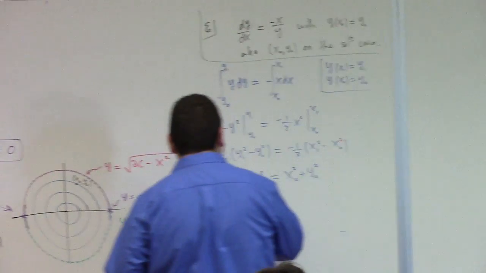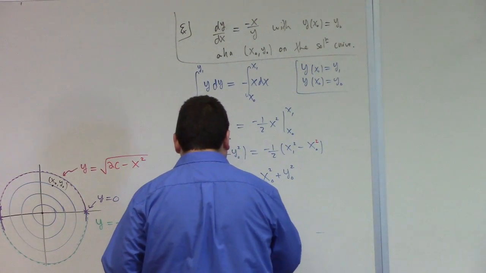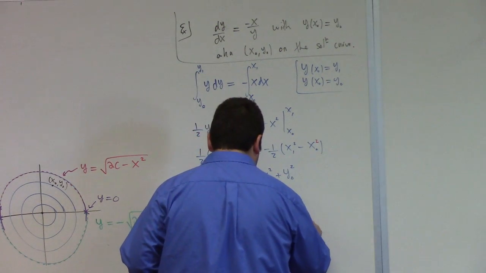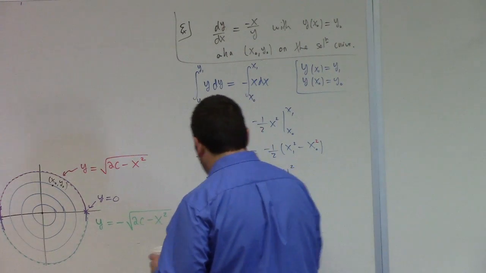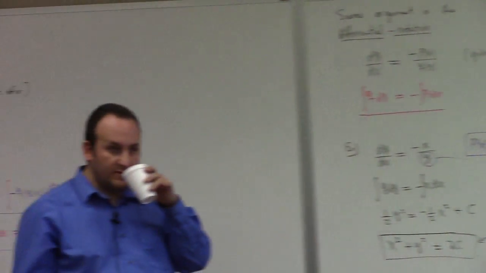See, but this x1 and y1, it's just an arbitrary point on the solution, right? So we might as well just call it x and y to unclutter this and to capture the general solution, right? So we just say, okay, set x1 equal to x and set y1 equal to y. And that gives us x squared plus y squared is equal to x naught squared plus y naught squared. And that, of course, is the solution to that differential equation, which goes through the point x naught, y naught. So you can build the data point into the solution by integrating like this, if you want to.